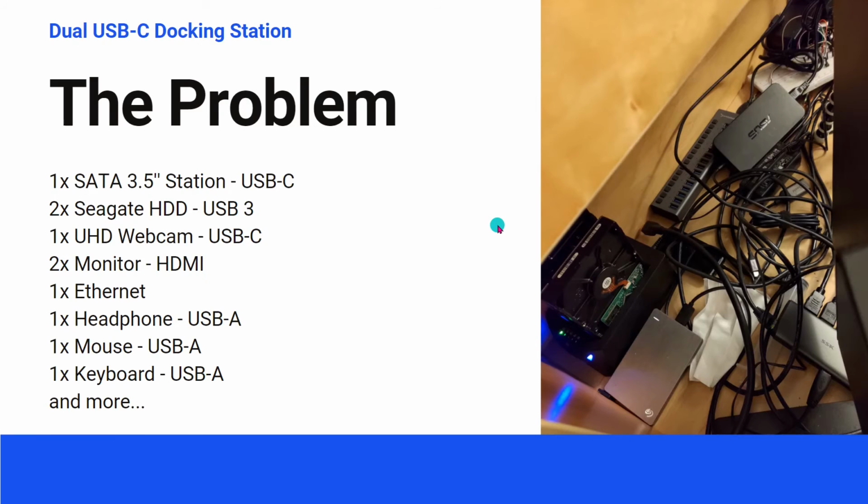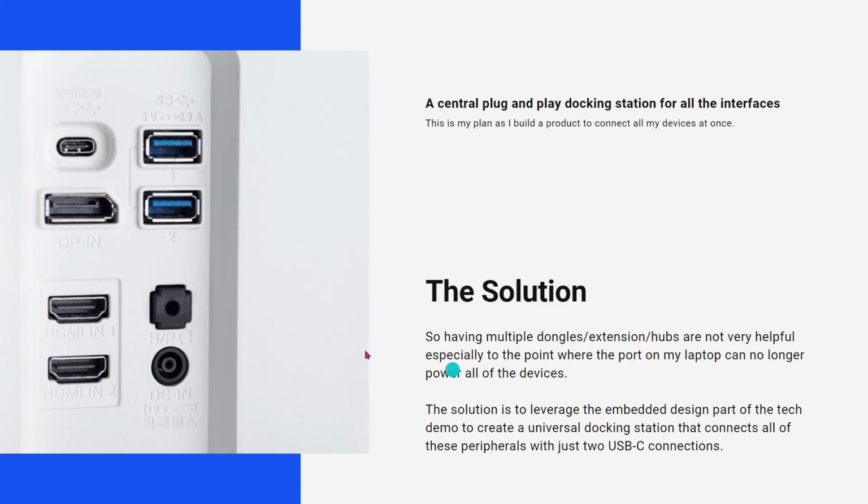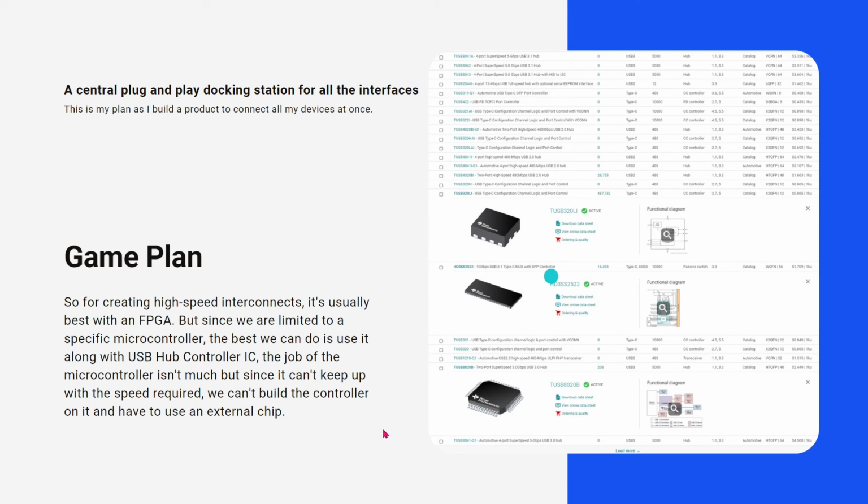So for my tech demo, I'm going to leverage it to solve some of the problems I have in real life. I have multiple devices to connect to my desktop, and right now the multiple dongles and extension hubs are not very helpful because they lack the power to power all these devices. So the plan is to build a docking station with two USB-C connections to provide enough power. We'll have to use a USB hub controller IC because, as I said, the microcontroller is too slow, not fast enough for high-speed connection.